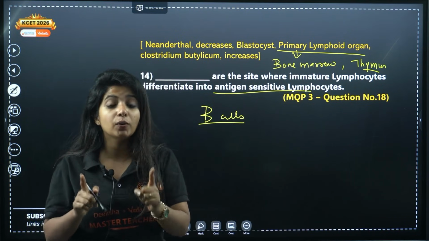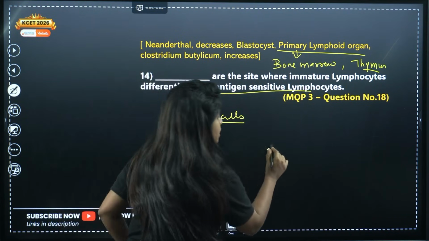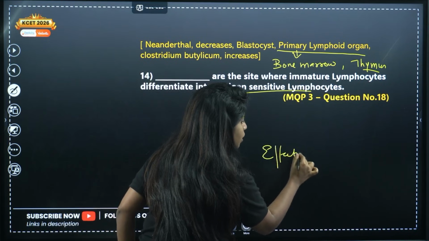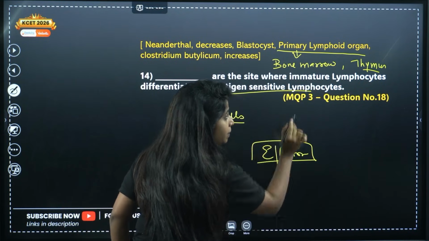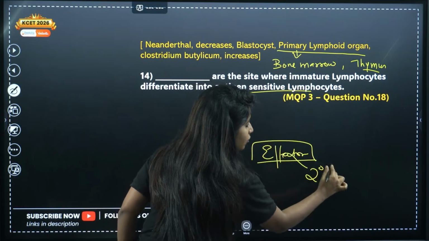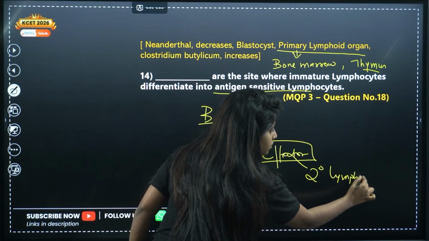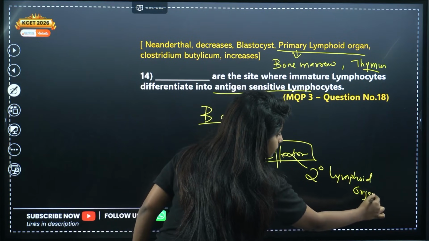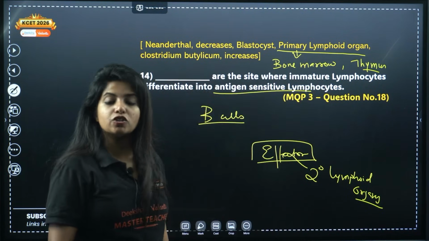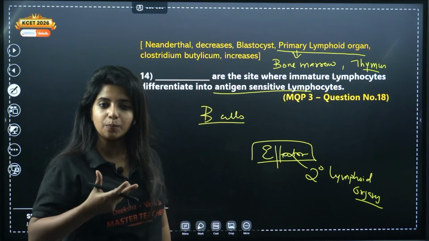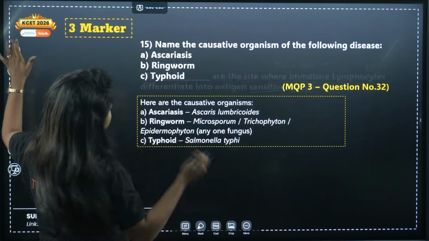Remember, they are not going to be the effector cells. Effector cells means they are going to do the action. That does not happen here. That happens in secondary lymphoid organs, such as spleen, lymph nodes, and Peyer's patches, about which we will study later.